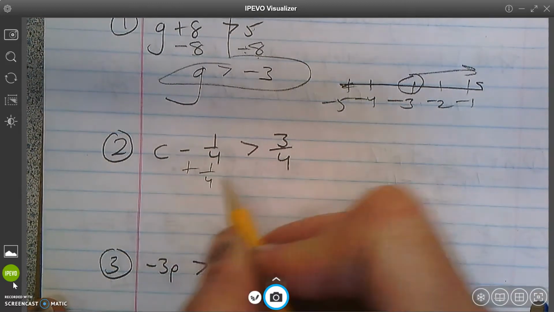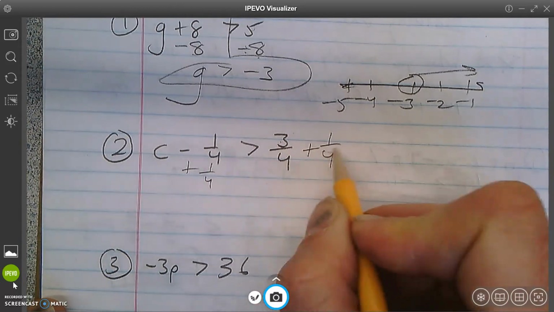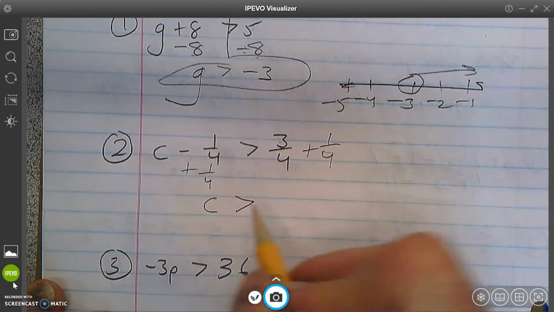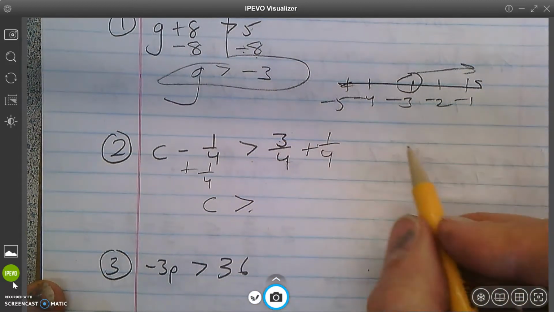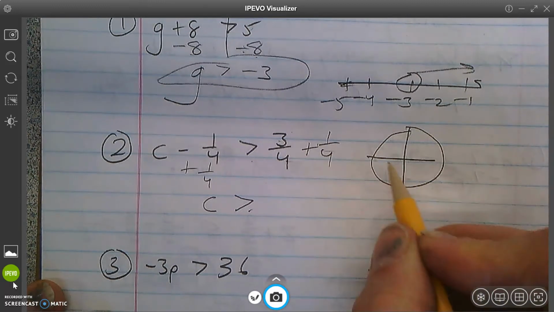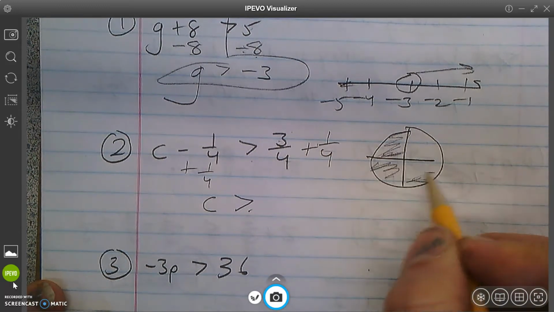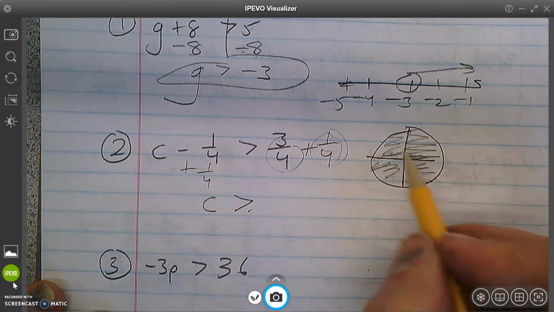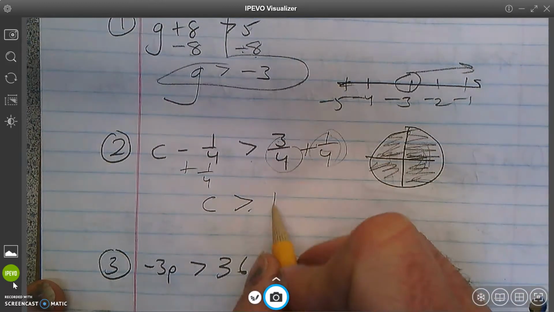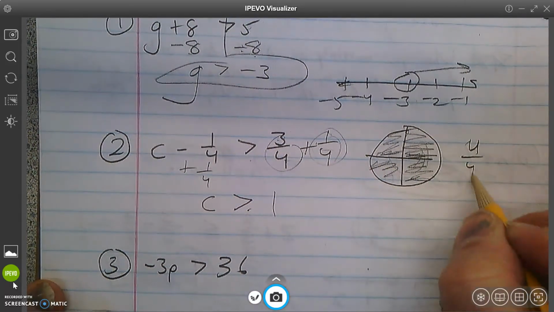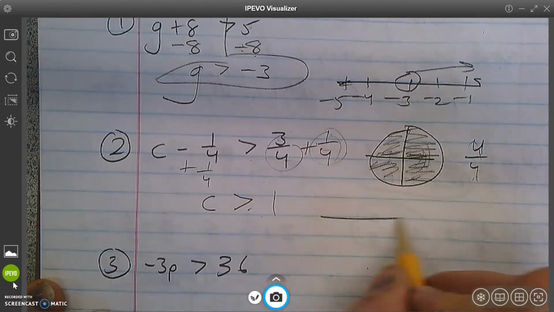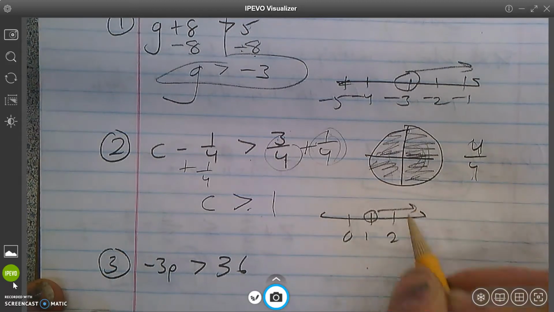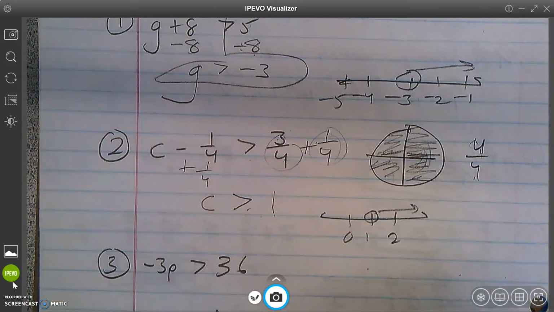Adding 1/4. Remember, with fractions, you want to line it up like that. That's how to see it easier. So C, keep the inequality the same. 3/4 plus 1/4. So if I have 3/4, and I get another 1/4, that's 4/4. That's the whole thing. That's 1. So that's 4 out of 4. 4 out of 4 is the whole thing. Cool. So C is greater than 1. Boom. Got it. Nice.